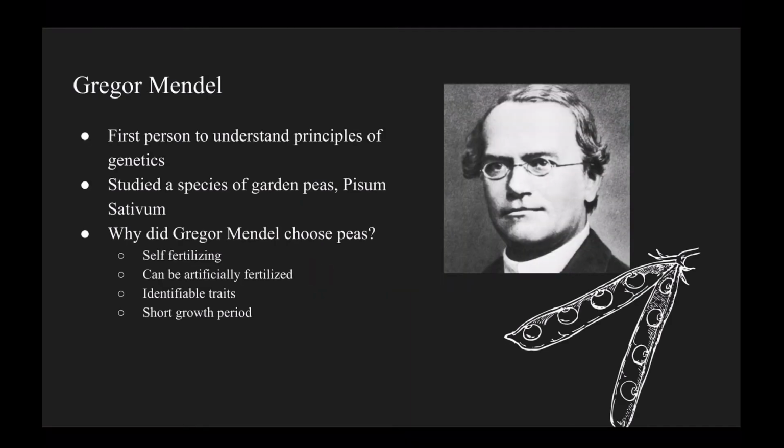Heredity. Gregor Mendel was the first person to understand the principles of genetics. He discovered this through studying a species of garden peas, Pisum sativum. He chose peas because there were identifiable traits. They were self-fertilizing, can be artificially fertilized, and have a short growth period.